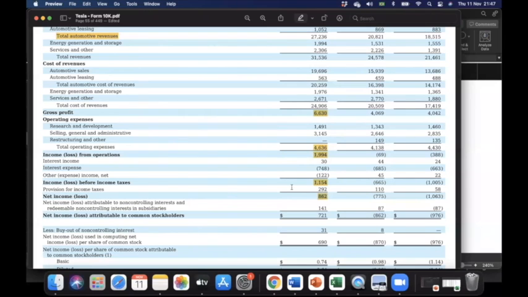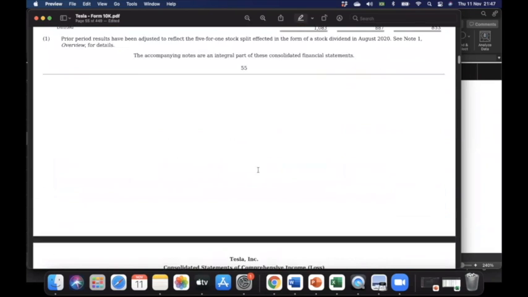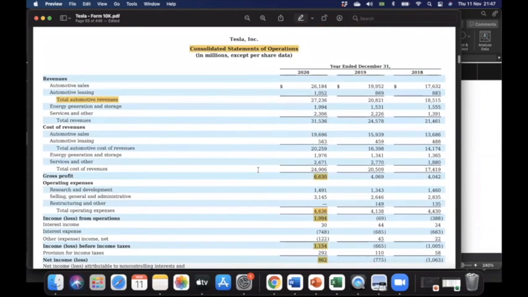$862 million. So remember that this year was the first one that they were profitable. In 2018, they had 1 billion loss. In 2019, 775 million loss, and now a profit. Okay. So these were the most important numbers that we have here.